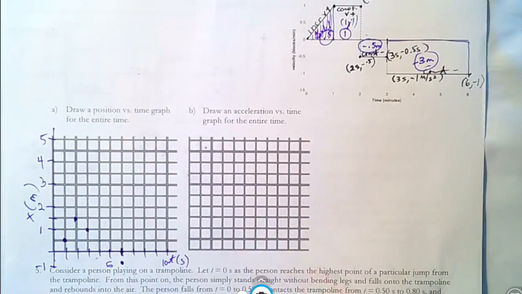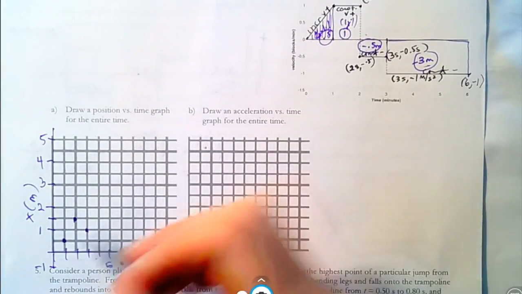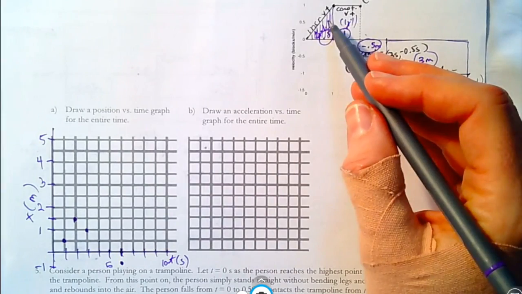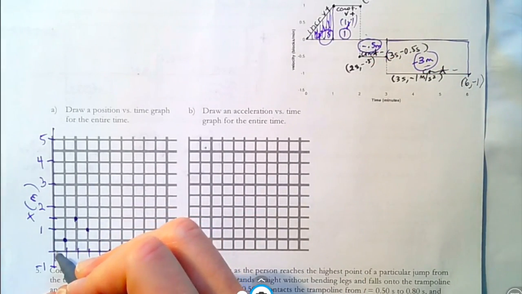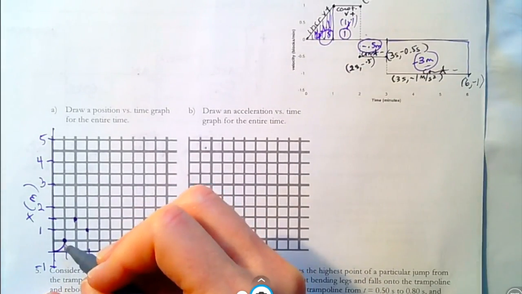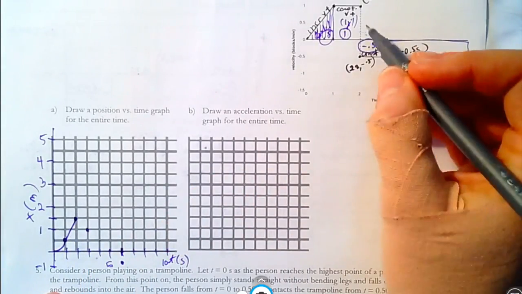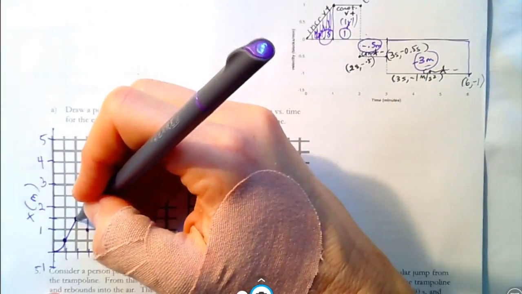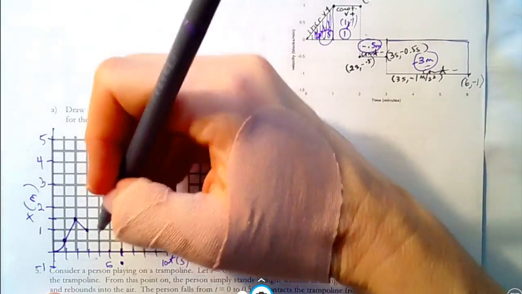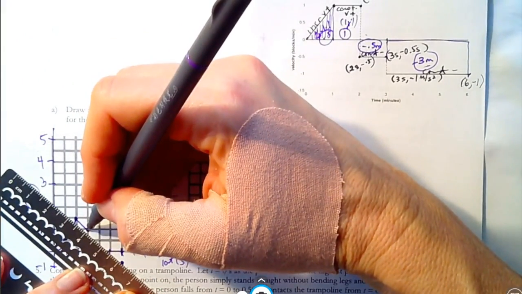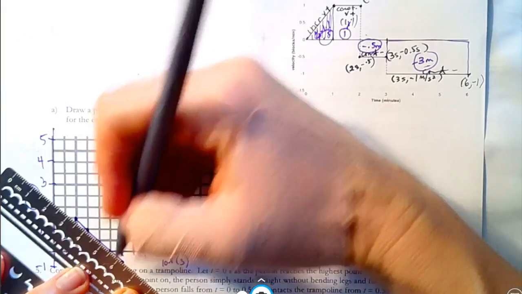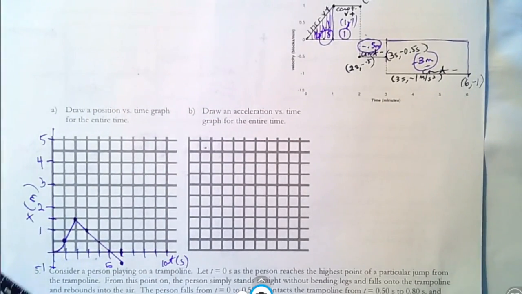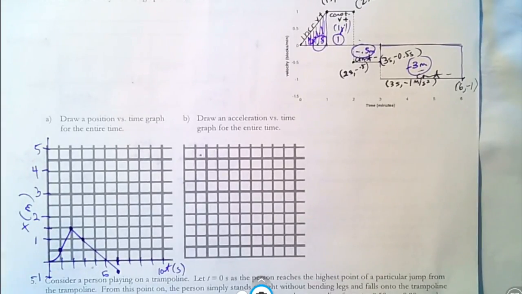So what are the shapes of this graph, of these pieces, these segments? So this is increasing speed, so it's a curve. This piece is constant, so it's a straight line. This piece is constant with a negative slope, and this piece is constant with a negative slope as well. And that's it for that one.